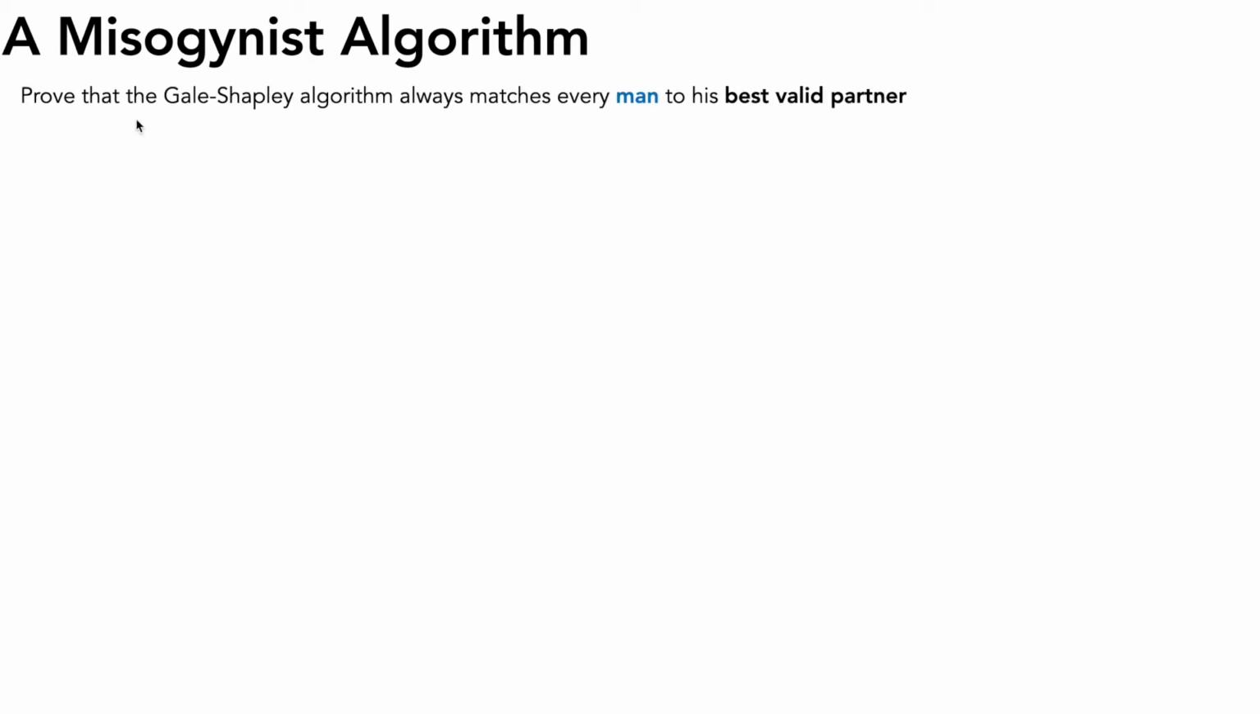A misogynistic algorithm. Prove that the Gale-Shapley algorithm always matches every man to his best valid partner and every woman to her worst valid partner. In other words, prove that it's male optimal and female pessimal.